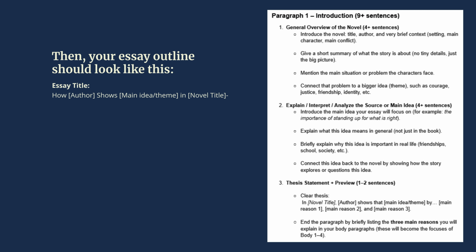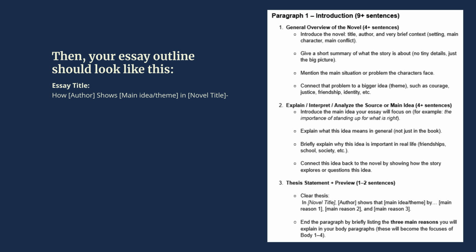At the end of your introduction, you would include your thesis statement plus preview, in 1 to 2 sentences. So you provide a clear thesis: in the novel title, author shows that main idea or theme by main reason 1, main reason 2, and main reason 3. You would end the paragraph by briefly listing the 3 main reasons you will explain in your body paragraphs. And these will become the focuses.